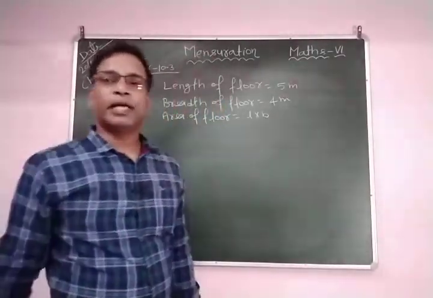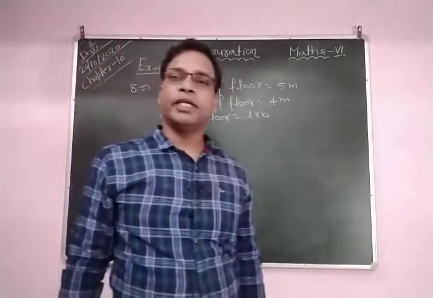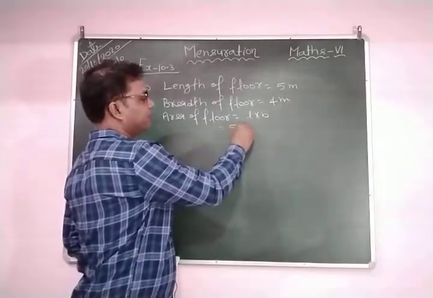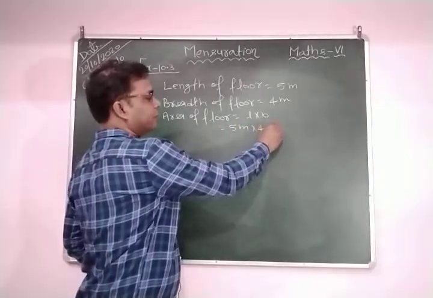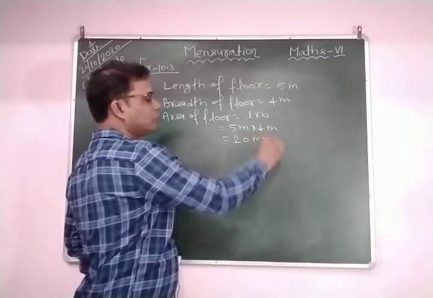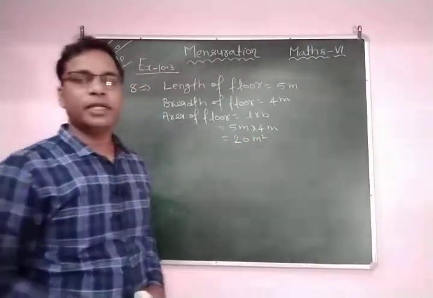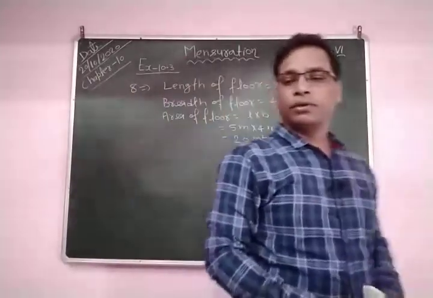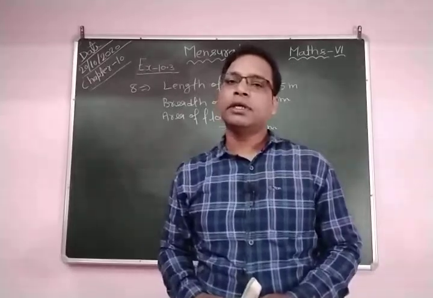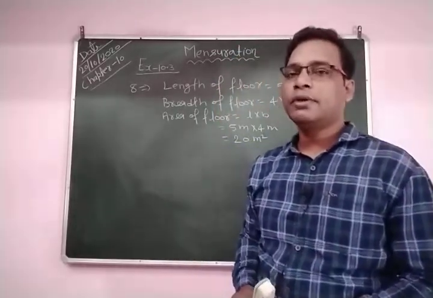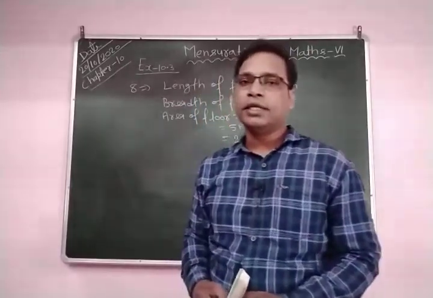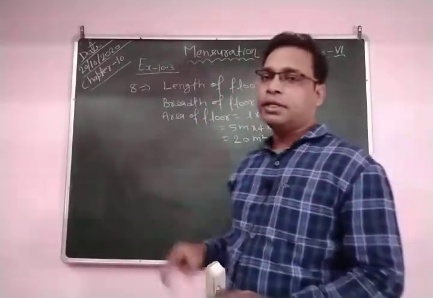So length is given here 5 meter and the breadth is given here 4 meter. So area of floor is equal to 5 meter into 4 meter. 5 into 4 is equal to 20, meter into meter is meter square. So in this way we find the area of floor is 20 meter square. This is clear? The length of floor is 5 meter and the breadth of floor is 4 meter, so the area of floor is 20 meter square.